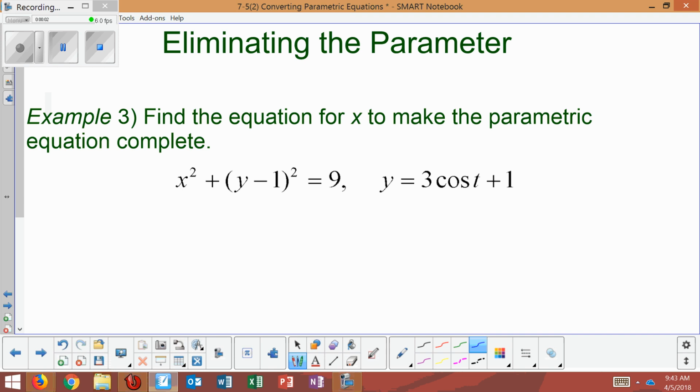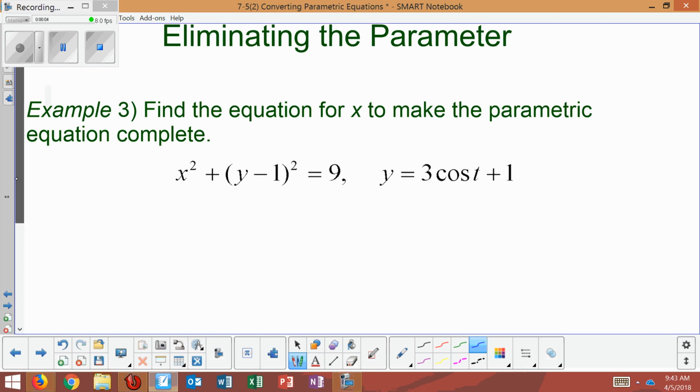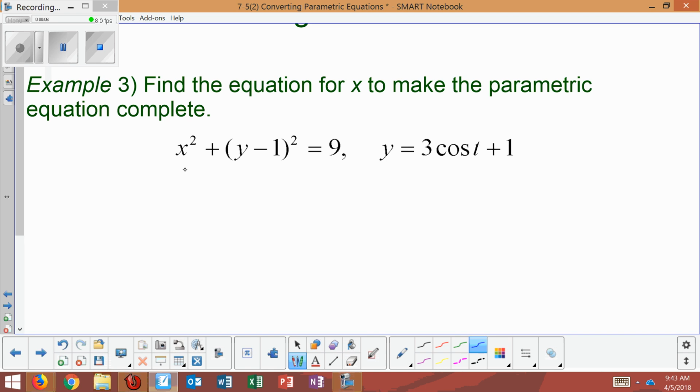Example 3, find the equation for x to make the parametric equation complete. So here we are, we're given this rectangular equation here, and we're given this piece of the parametric equation. And this part is the parametric because it has the t.